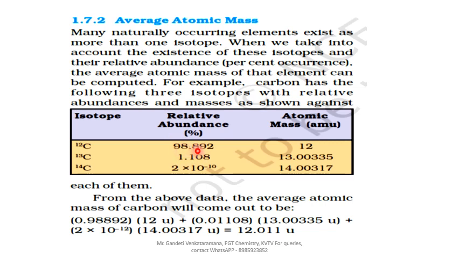98.89. You can do it like this also: 98.892 into 12 by 100, plus 1.108 into 13.00335 by 100, plus 2 into 10 power minus 10 into 14.00317 by 100. Whatever you can take. It is better to directly first divide by 100 and multiply, then add, and you will get the average atomic mass.